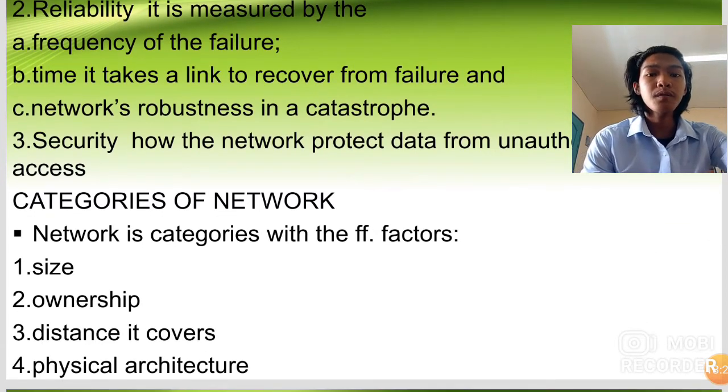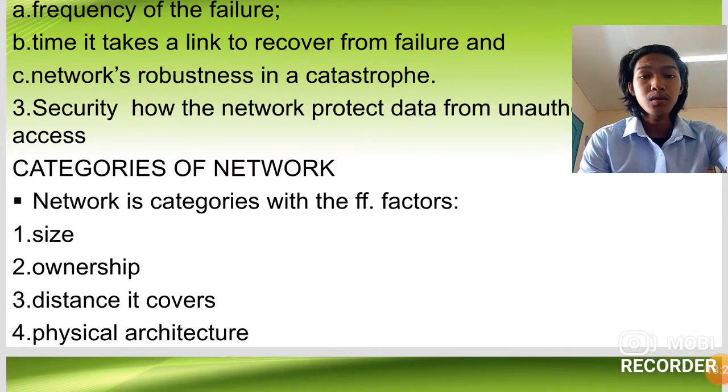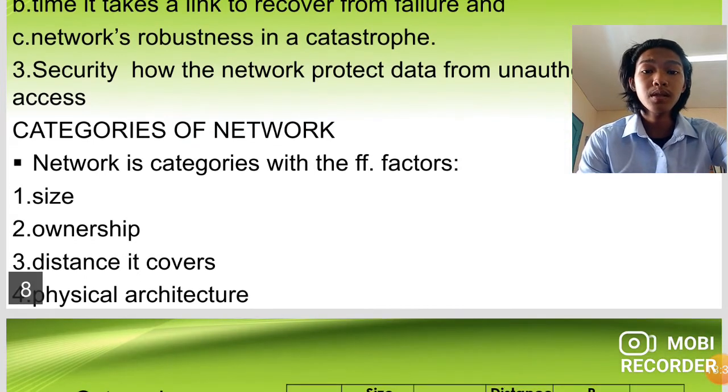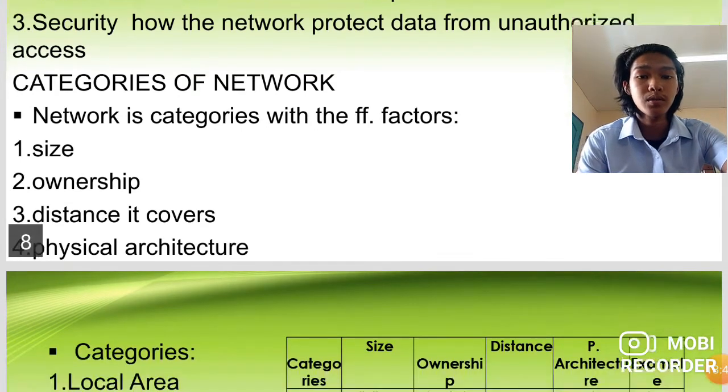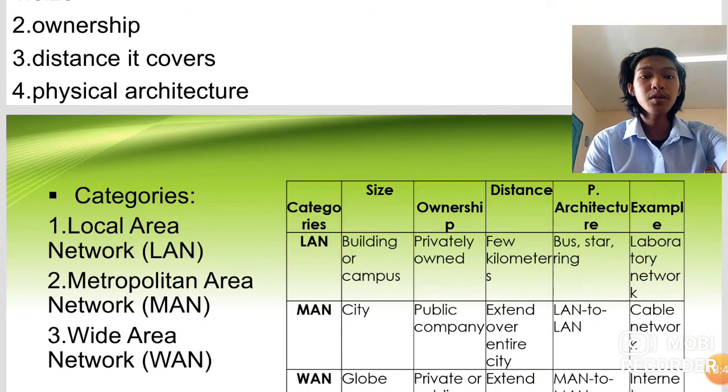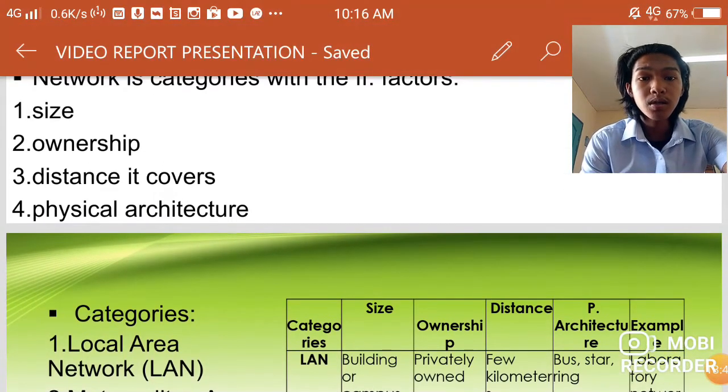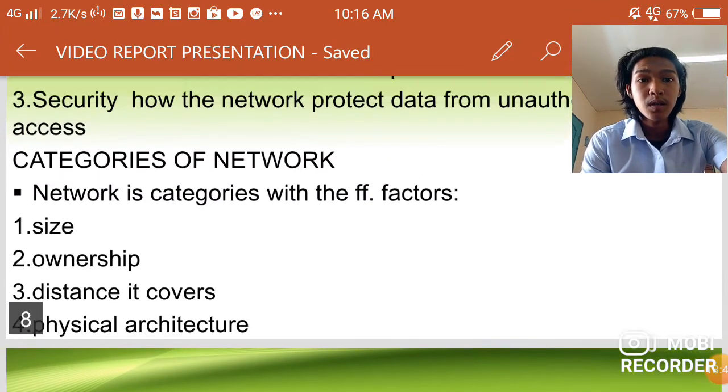Next, categories of network. Network categories with the factors: size, ownership, and distance it covers, and physical architecture. Ito naman guys yung mga categories ng network.